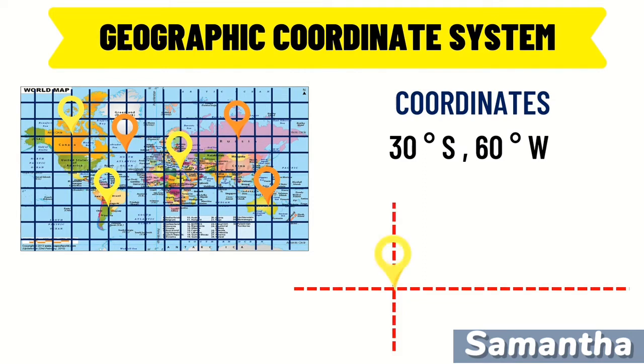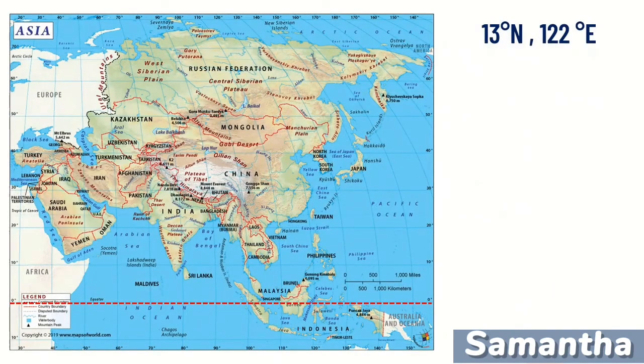Let us have some example. Which country is located 13 degrees north and 122 degrees east? First, we need to find the location of the latitude, which is 13 degrees north. Draw horizontal line as guide. Next, let us find the location of the longitude, which is 122 degrees east. Point the location and draw a vertical line to serve as guide.